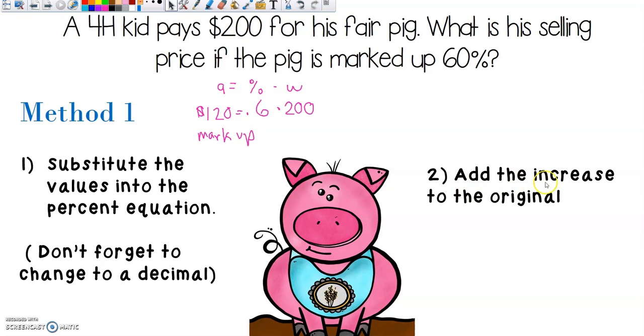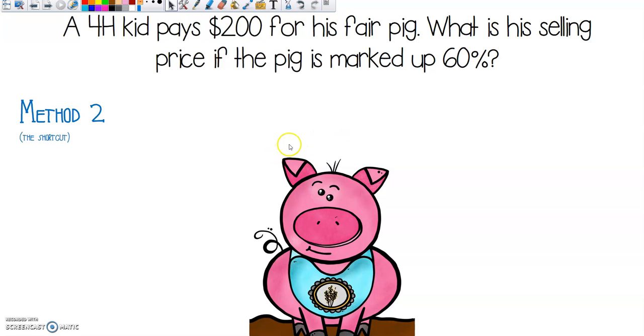Here's the second step. Now I need to add the increase to the original. So add your markup to your original to get the sell price. So you'll say $200 plus $120 would be $320, which is actually a pretty good deal for a 4-H pig. I want to try this same equation using method 2. So let's try this shortcut method and see if it'll work.